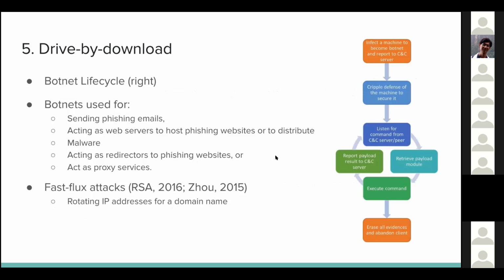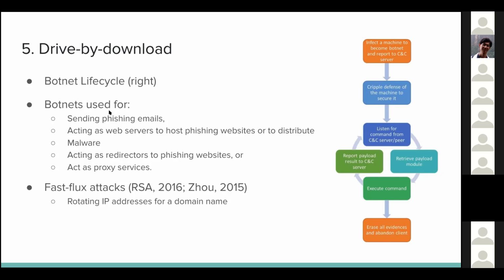Okay. Yeah. So they also give some examples of what a botnet can be used for. This is just the general botnet life cycle. So it gets infected, then it listens for a command. When the CNC server, which is like the attacker, triggers a command, then it will retrieve the payload, execute it, and then report the result. Then eventually the program can erase itself from the client.